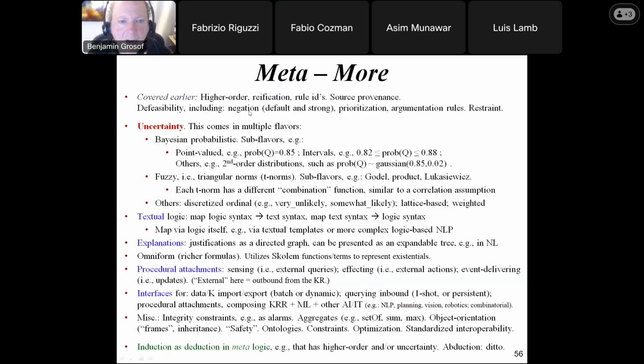So there are a number of other aspects to meta that we're going to wind up very shortly here, where the big one is uncertainty, and there are a lot of different flavors of it: Bayesian probabilistic, point valued, intervals, other kinds like second order distributions, fuzzy a la triangular norms. We have different choices of the norms that correspond roughly to an assumption about correlation when you're ANDing or ORing. Other kinds that don't fit so neatly into either of those groups, like discretized ordinal or weighted or lattice-based.